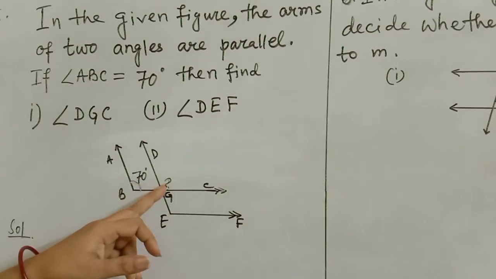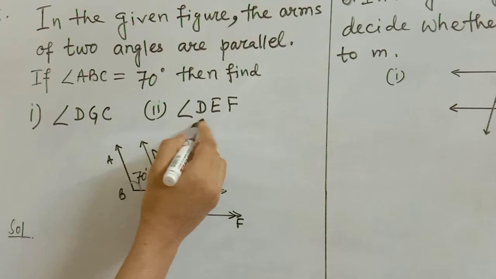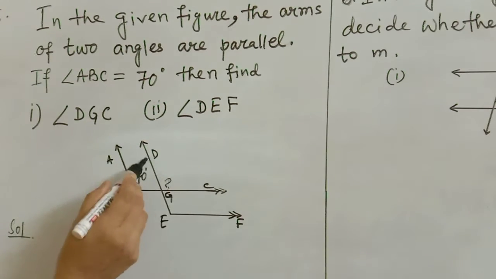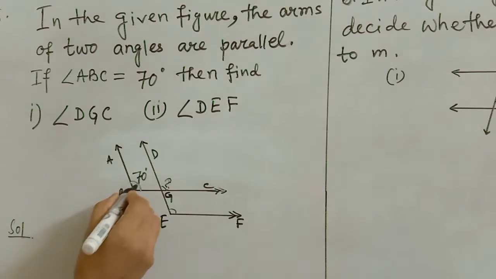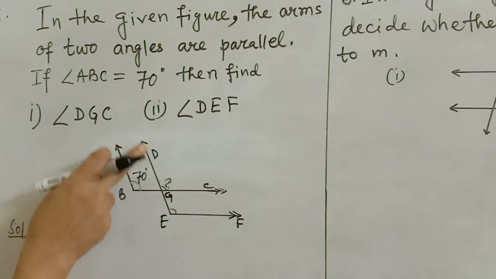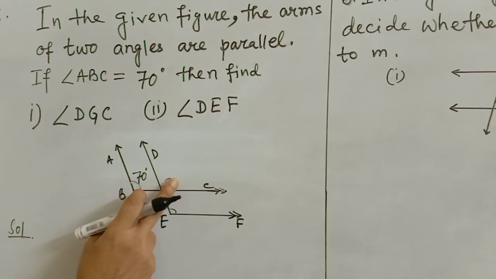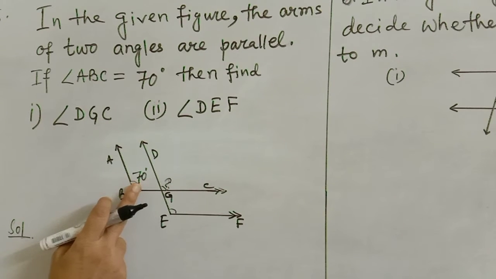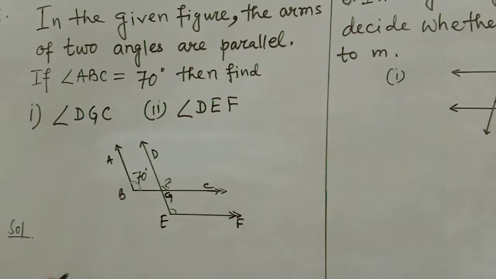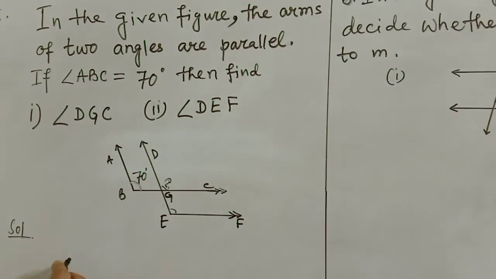For question number 1 you need to find DGC, and for question number 2, you have to find DEF. DEF, this angle. So first angle is this one. In angle D, if these two lines are parallel, then what are these angles called? One is exterior and one is interior on the same side of the transversal. Yes, it is corresponding angle. And you know that if the lines are parallel, then the corresponding angles are equal.